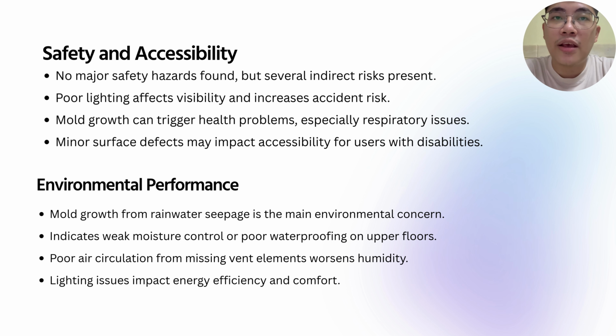So for the safety and accessibility part, especially in an occupational building, no critical danger was identified in Block A. There are some indirect safety concerns, which is the lack of lighting in certain areas due to missing or flickering bulbs, which pose a risk, particularly during the evening. Mould growth may also affect individuals with respiratory sensitivities. Additionally, wall damage or missing finish could make the environment uncomfortable for those with mobility challenges.